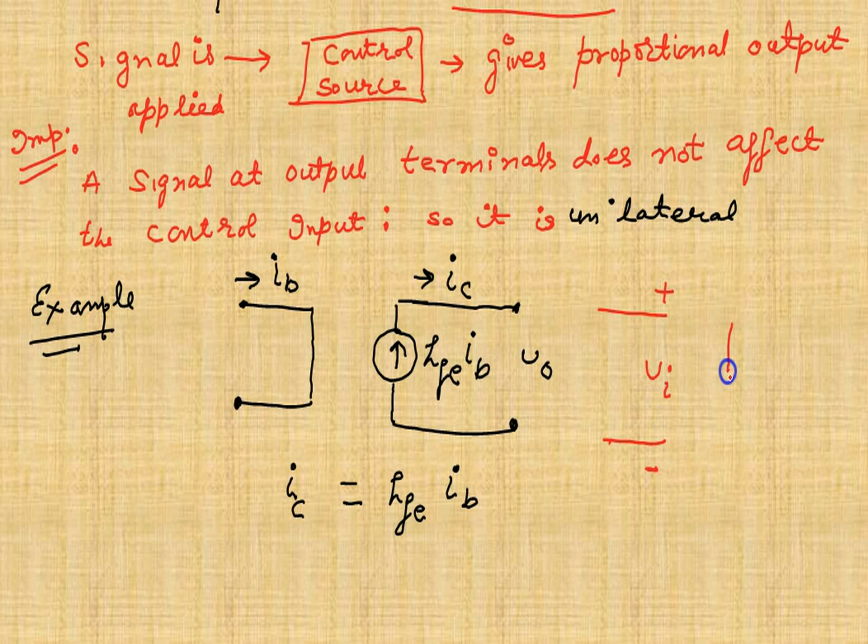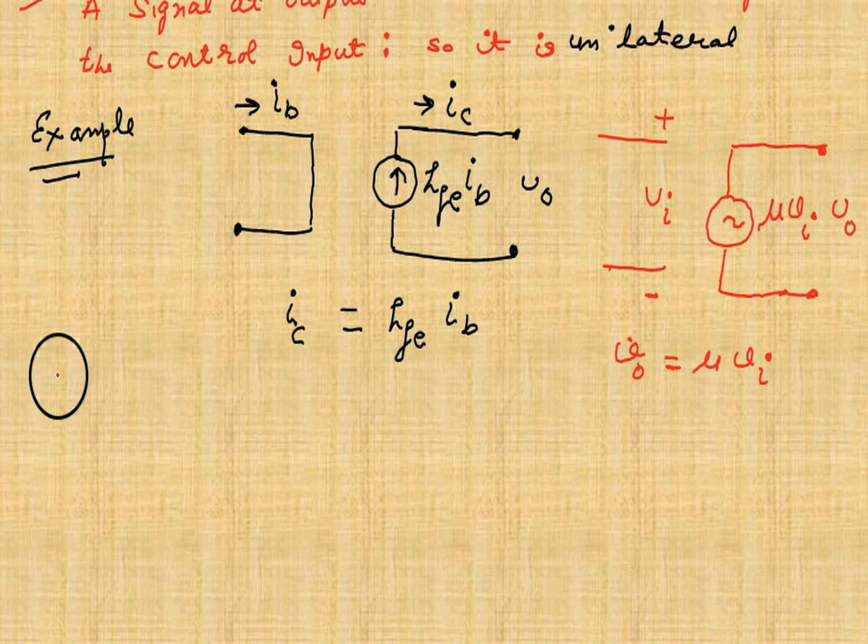So the voltage produces the voltage. VA is the voltage, mu is the amplification factor, mu meaning output voltage over input voltage. The output voltage becomes mu times VA. The current produces current, voltage produces voltage. This is the principle.